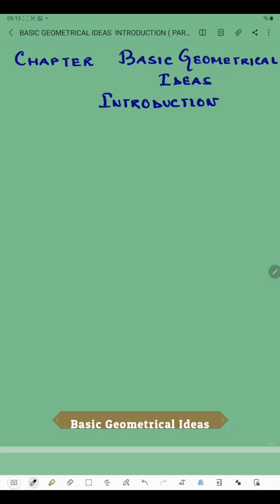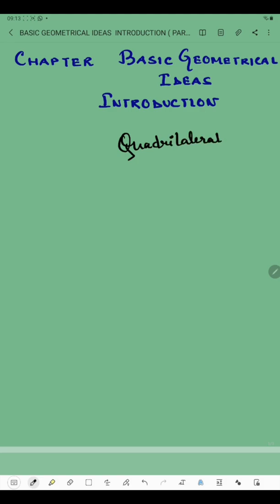Our next topic is quadrilateral. Now, what is a quadrilateral? A quadrilateral is a polygon. This is a four-sided polygon. Any shape which has four sides is called a quadrilateral.